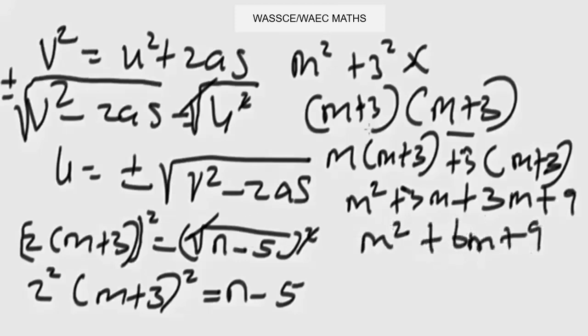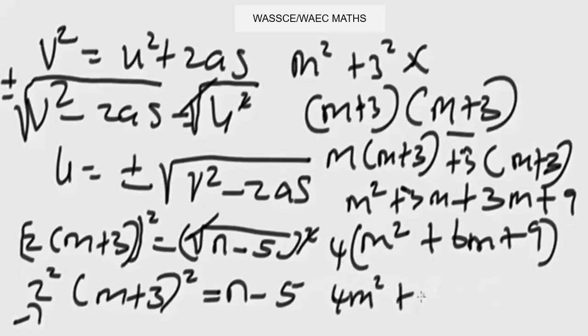Now remember that we have this 2 square here, we have not simplified. 2 square is 4. So 4 multiplies everything in this bracket. When you do that, you're going to have 4m square plus 6 times 4 gives us 24m, plus 9 times 4 gives us 36. We have plus 36, now equals, remember we have our n minus 5 here, and we want to make n the subject formula.